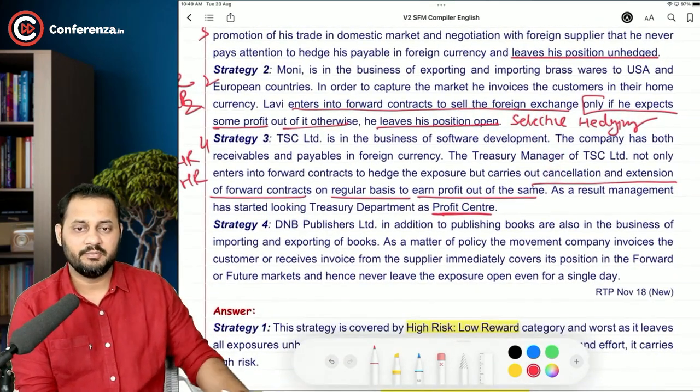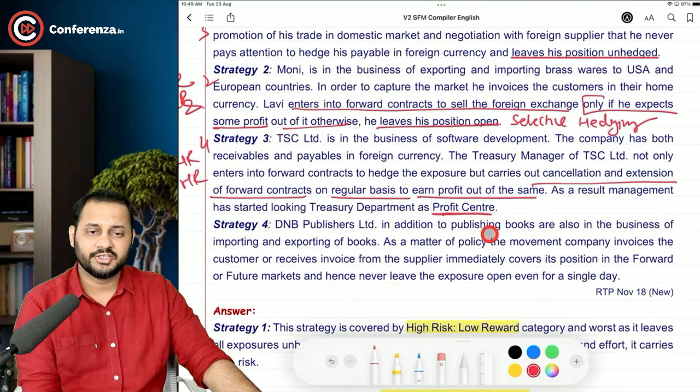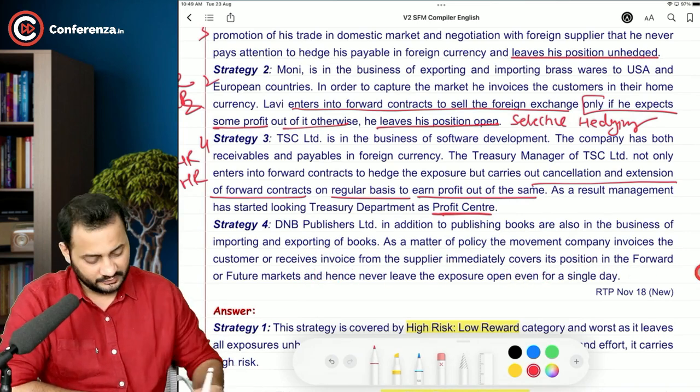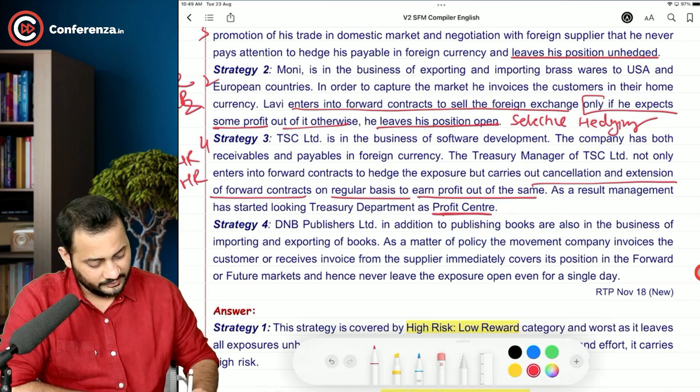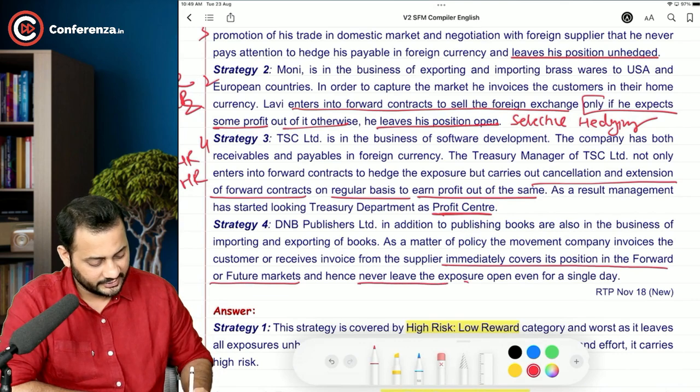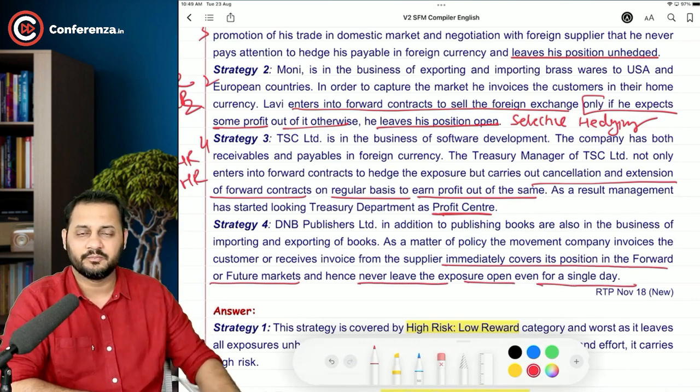Now, DNB Publishers Limited, in addition to publishing books, is also in the business of importing and exporting books. As a matter of policy, the moment the company invoices the customers or receives an invoice from the supplier, it immediately covers its position in the forward and futures market, hence never leaving the exposure open even for a single day.